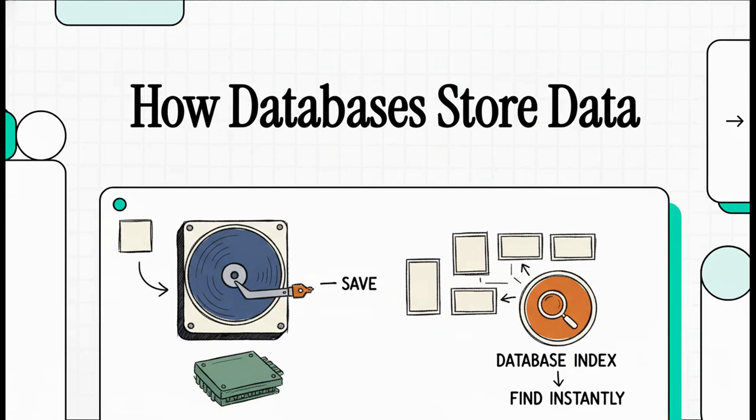But have you ever really stopped and thought about what's going on under the hood? When you hit save or post a comment, how does a database physically put that information onto a disk so it can find it again in a split second out of maybe billions of other records? Well, today, we're going to pull back the curtain and find out.